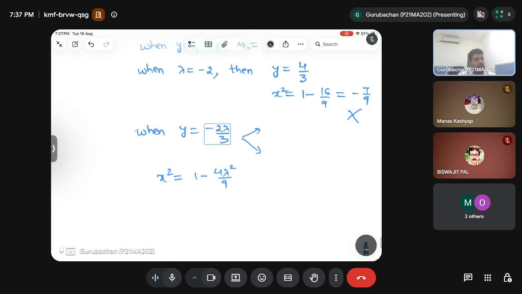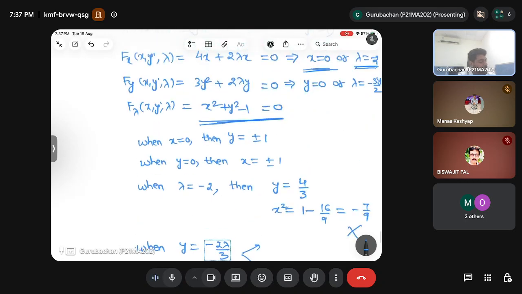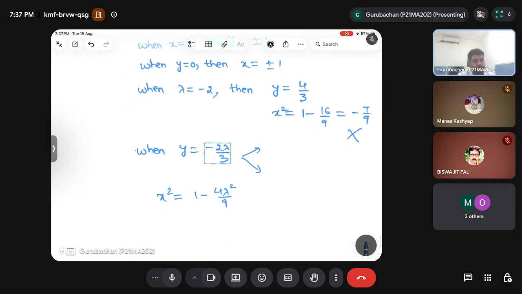Now you know that from equation 1, either x can be 0 or lambda can be minus 2. It may be both also, sir. Sorry, obviously both can also hold. So suppose lambda is 2, then 16 by 9. 1 minus 16 by 9, which makes x square negative.